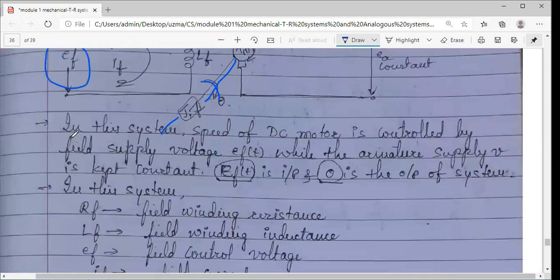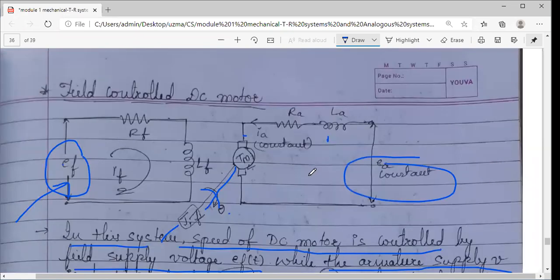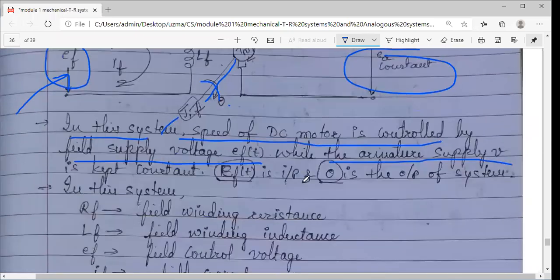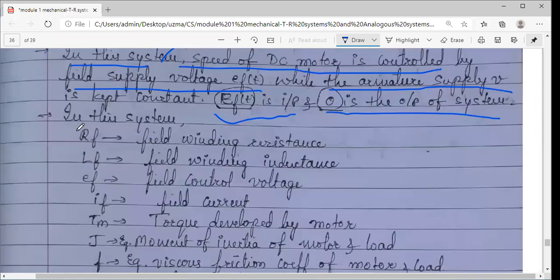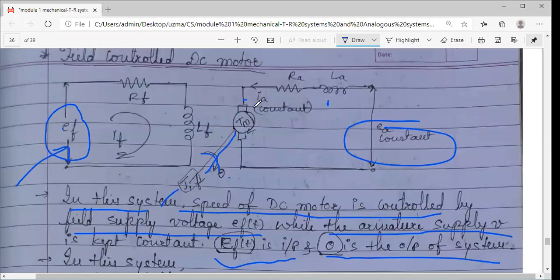Okay. With this basic, just let me read it. In this system, the speed of the motor is controlled by the field supply voltage EF, right? So this is your input, while the armature supply voltage is kept constant. So EA is constant. Earlier, EF was constant. So for this system, EF acts as the input and theta, the angular displacement, is the output of the system.